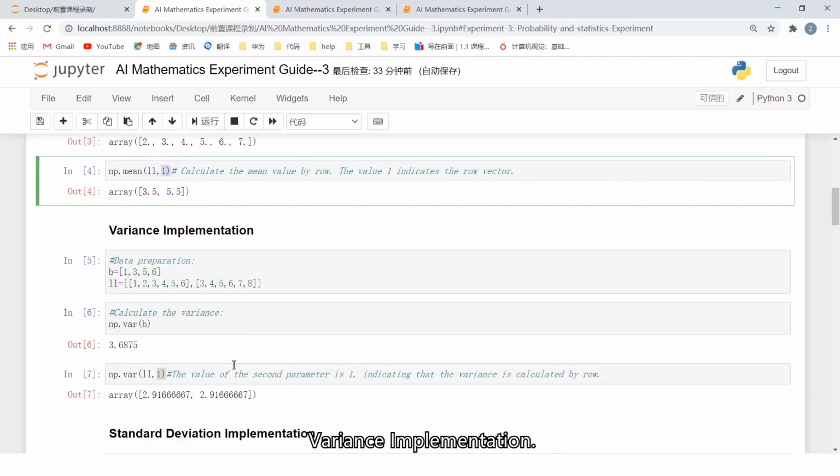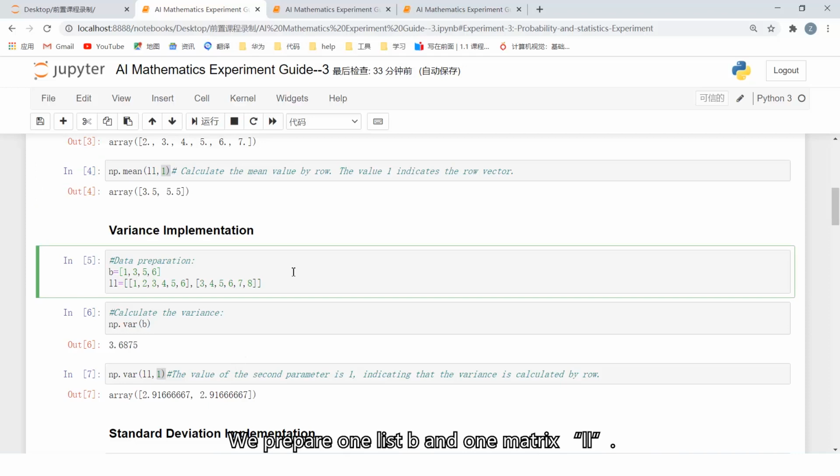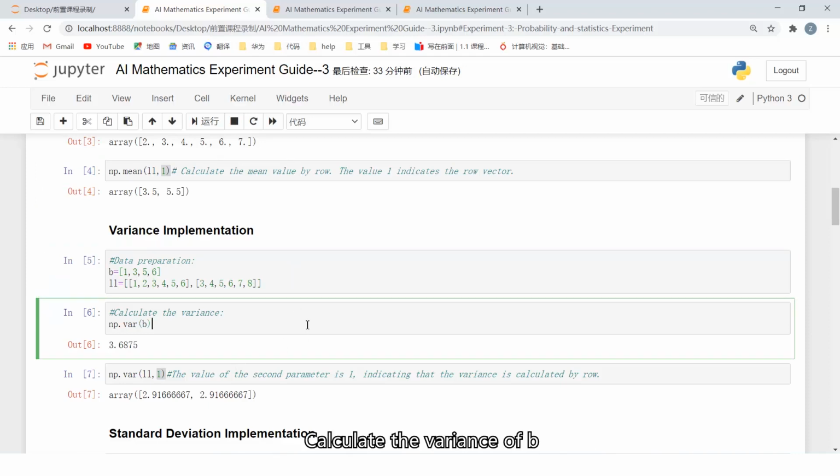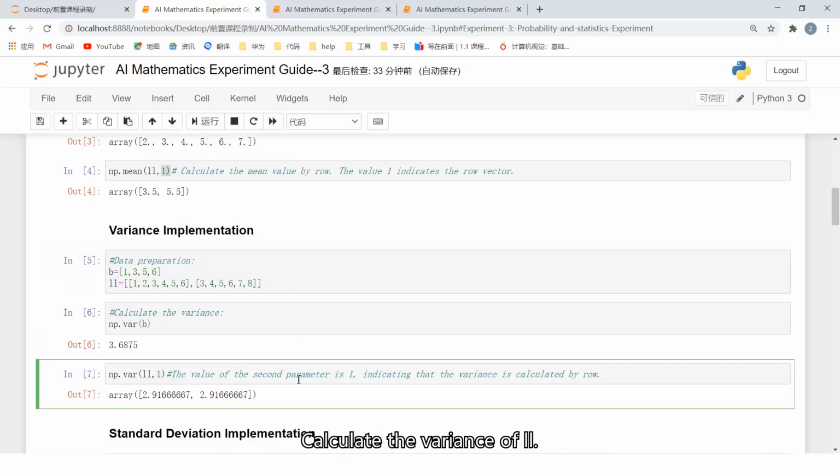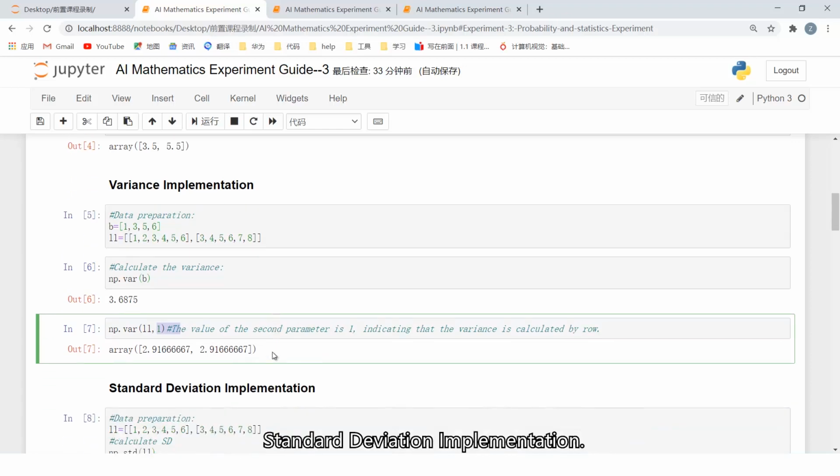Variance implementation. We prepare one list, B, and one matrix, LL. Calculate the variance of B. Calculate the variance of LL. The value of the second parameter is 1, indicating that the variance is calculated by row.